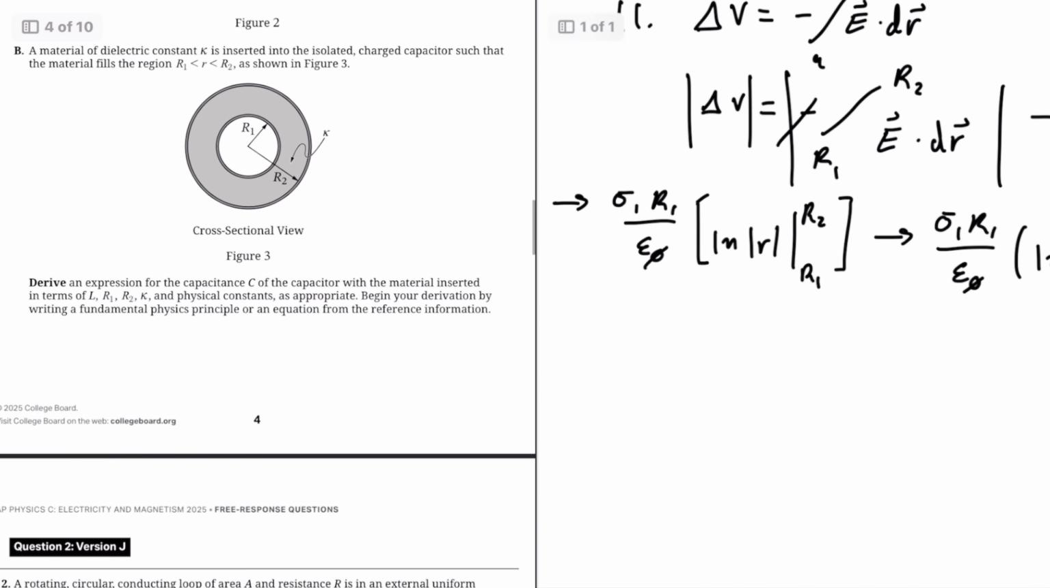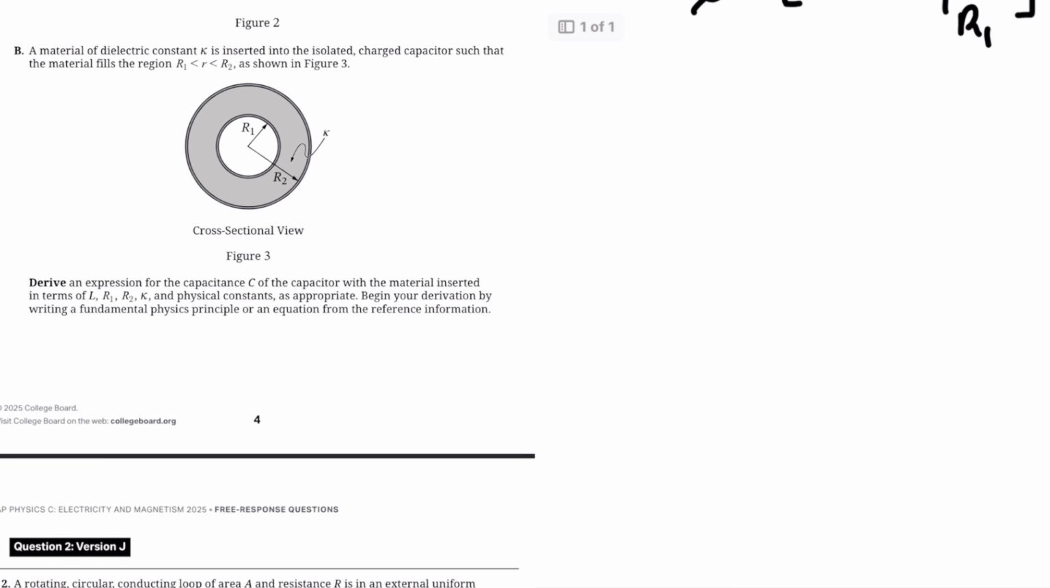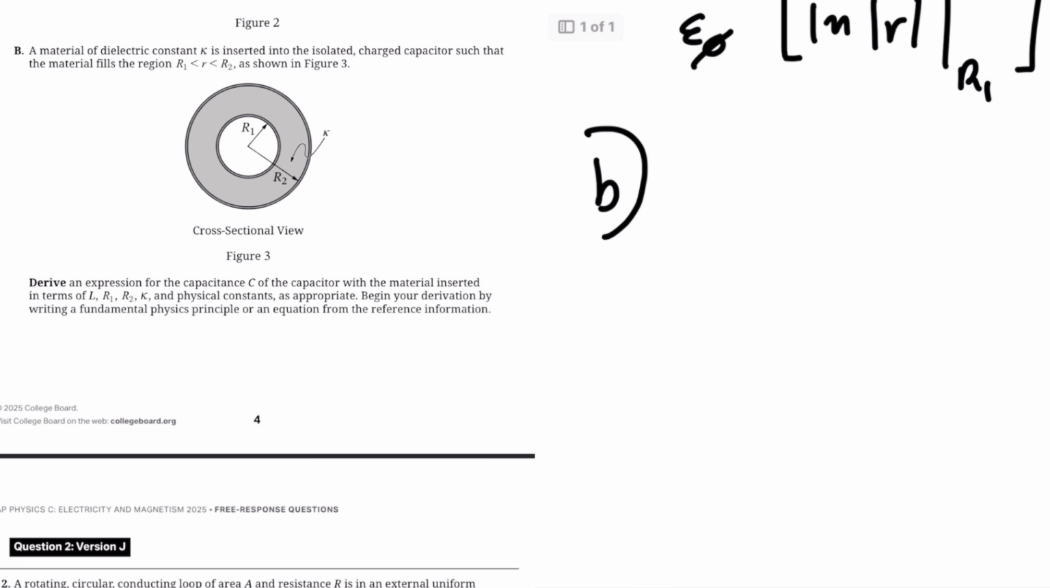Okay, part B. This part was interesting. I almost messed this part up, so let's get straight into it. A material of dielectric constant kappa is inserted into the isolated charged capacitor such that the material fills the region from R1 less than R, so it fills the space between the cylinders, as shown in figure 3. Derive an expression for the capacitance C of the capacitor with the material inserted in terms of L, R1, R2, and physical constants as appropriate. Begin your derivation by writing a fundamental physics principle or an equation from the reference information.